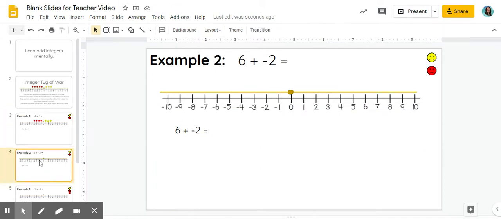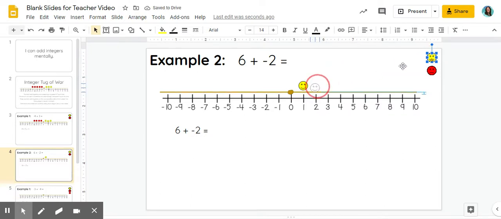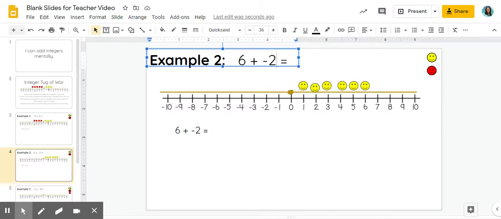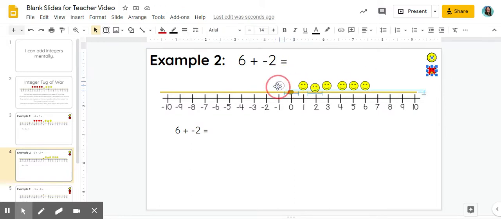Let's try another. This one starts with +6. So we're going to have 6 players on the positive team. 1, 2, 3, 4, 5, 6. And -2 means 2 players on the negative team. 1, 2.